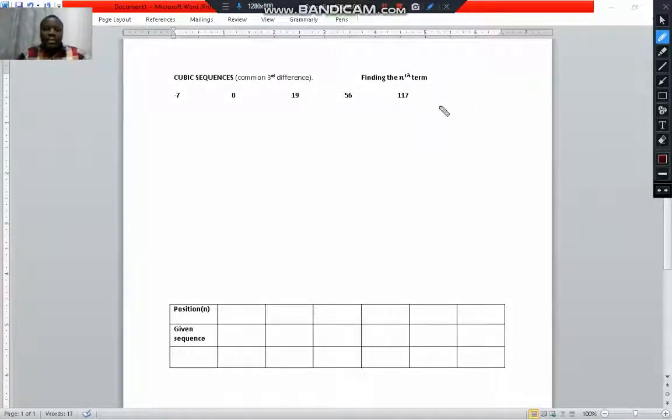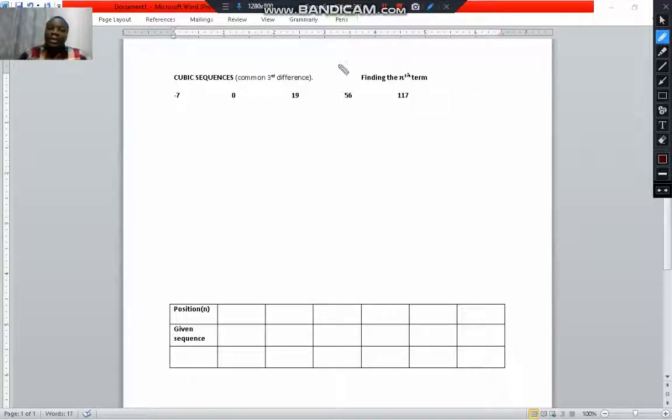So in today's session I want to start and finish cubic sequences, and I'm going to give 3 different examples on finding the nth term of a cubic sequence. If you've been following me nicely, we started with linear, then we looked at quadratic, and today we want to look at cubic sequences. So we are saying in a cubic sequence, it is the third difference that would be the same. Those of you who've been following me, you know what I mean by that.